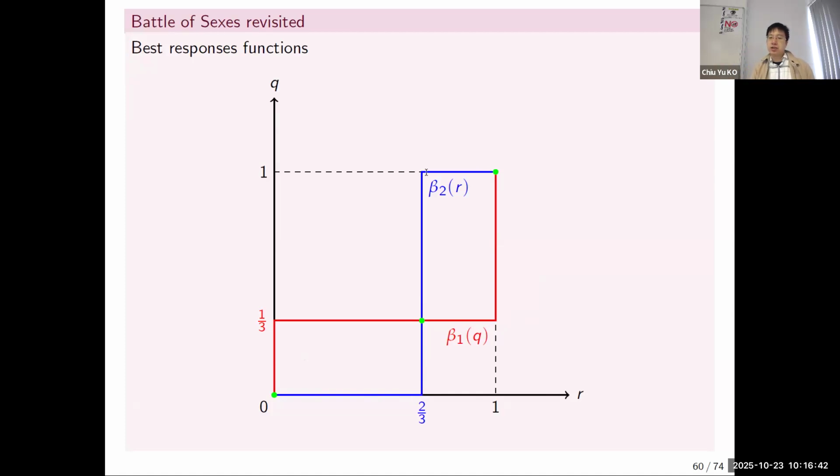And conversely, when R is very large, which means she's more likely to choose opera, then the boy would also choose opera as well, right? Although it's not his own taste, it's better to be together than not together. Just here. And you have the straight line here, where it doesn't really matter. So you can see these 3 green dots will be the equilibrium outcomes.